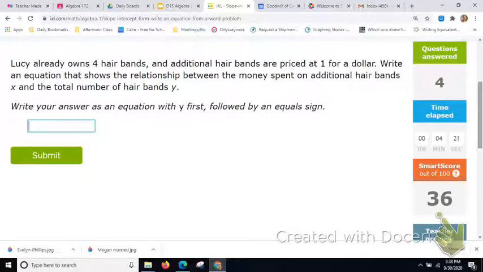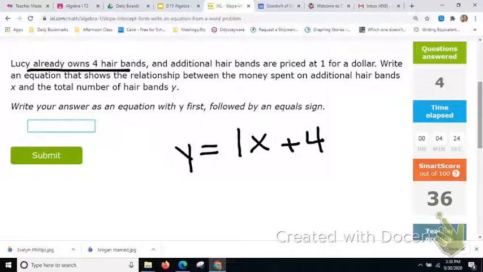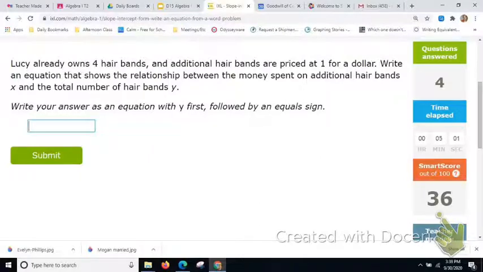So here, y is the total number of hairbands. And Lucy already owns 4. That's her starting point. And each one is priced at $1 each. So if I told you how much money she spends from now on, if you want to know her total number, we would be doing $1 times each one, plus the 4 that she already has. So y equals 1x plus 4, or more simply, y is equal to x plus 4.